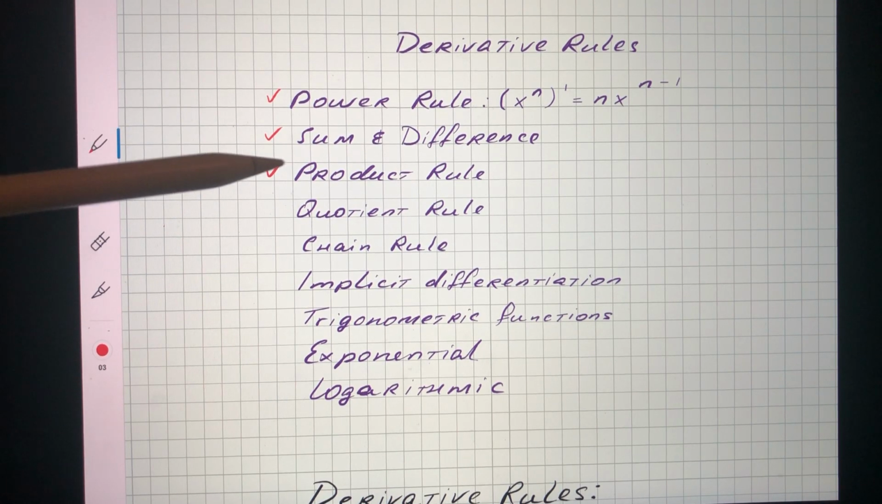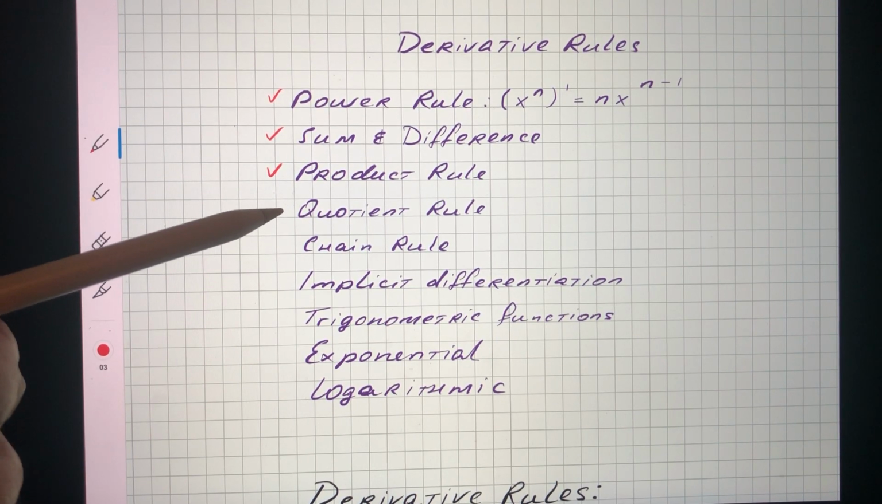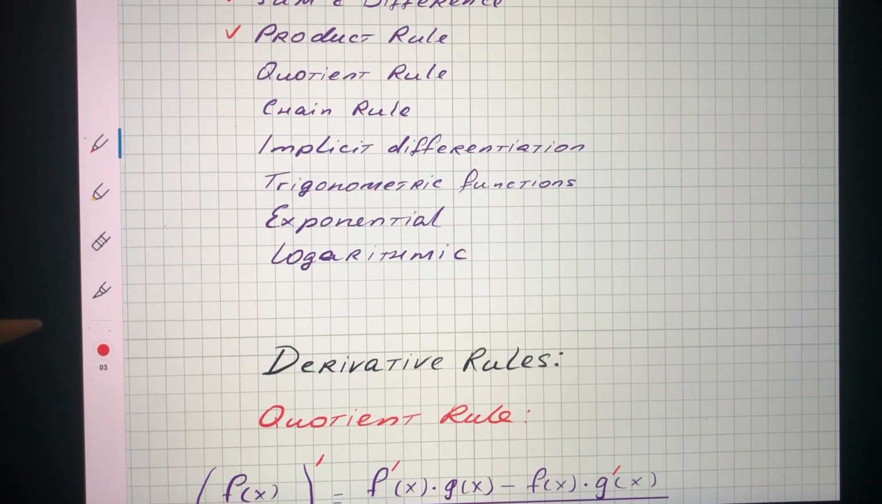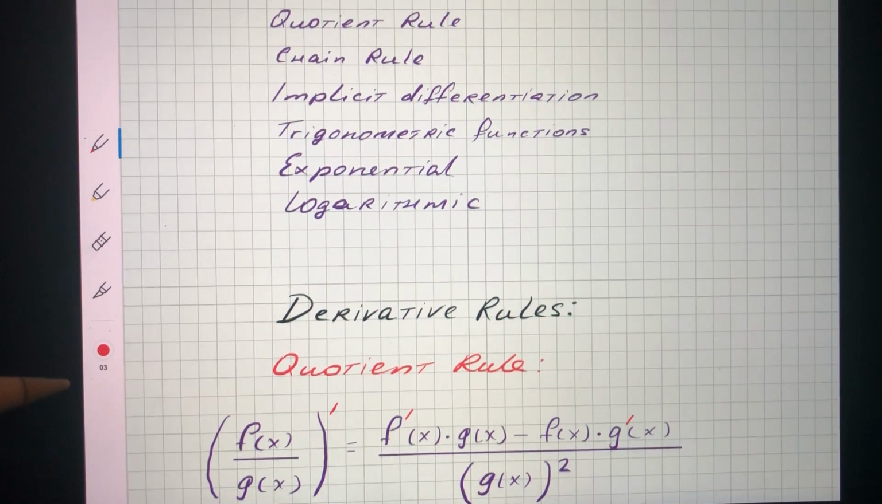In the previous video we looked at the product rule. Now let's look at the quotient rule. So the quotient rule is for taking the derivative of two functions when they are divided by each other.